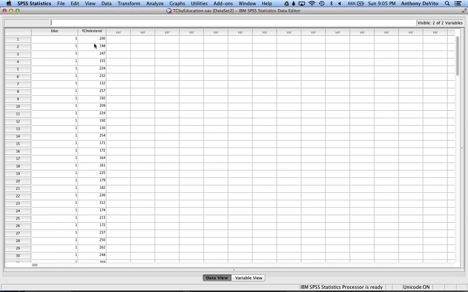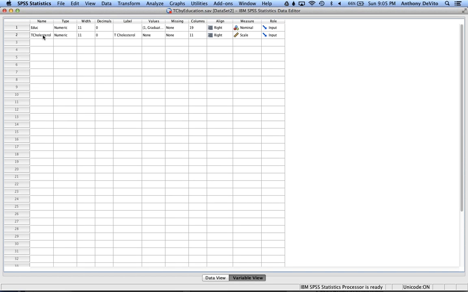They mean the same thing. You can see total cholesterol is a number. Okay, and I'm going to go into the variable view, and you can see total cholesterol is variable number 2, and the variable name is T cholesterol.